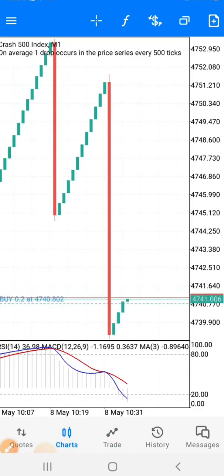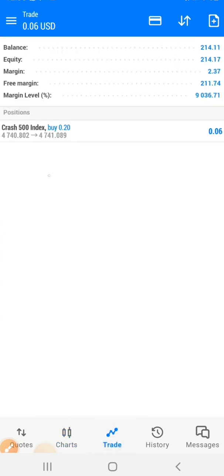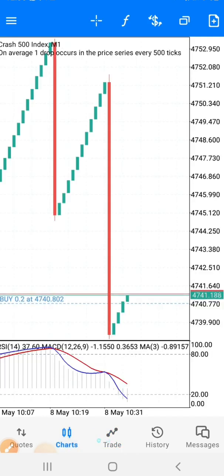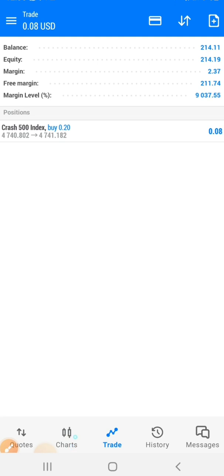So what happens to most people here is, when this happens, they start thinking, okay, let me just place big lot sizes, because if I place a small lot size, you can see I'm only making like 7 cents per each movement right here. You can see each candle is going to be giving me a very small amount. So most people will start thinking, let me just increase this and try to make as much money as possible in a short period of time.